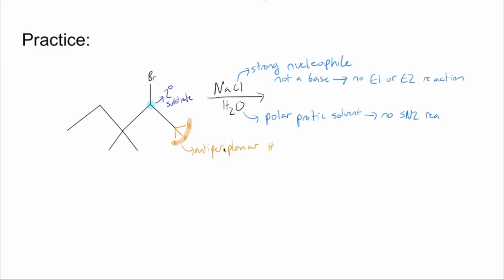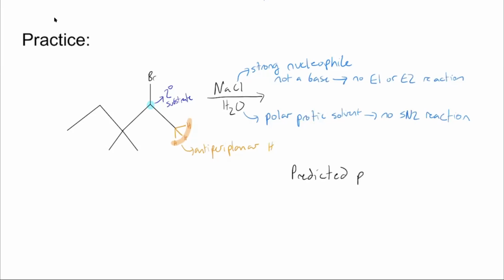Now, if we had a polar aprotic solvent like DMSO, or as we saw in a previous example, HMPA, then that would be a good indicator that, yeah, maybe we are going to have an SN2 reaction going on, but not in this case. Let me check for other factors. Okay, so in this reaction, because I've kind of ruled almost everything else out, our predicted product is going to be SN1.